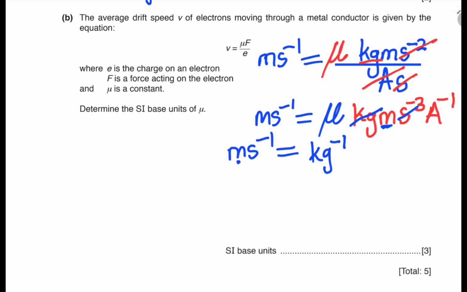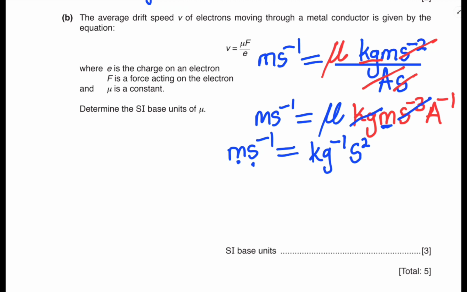Then we have s to the negative 3 on the right-hand side compared to s to the negative 1 on the left-hand side. By which value of s should we multiply so that we end up with s to the negative 1? We should multiply by s to the power of 2. Remember laws of indices, s to the power of 2 multiplied by s to the negative 3, we end up with s to the negative 1. So the SI unit I need to introduce for mu should have s to the power of 2.